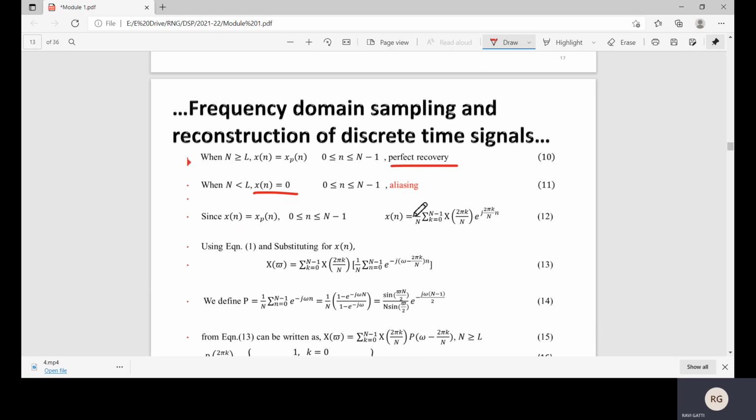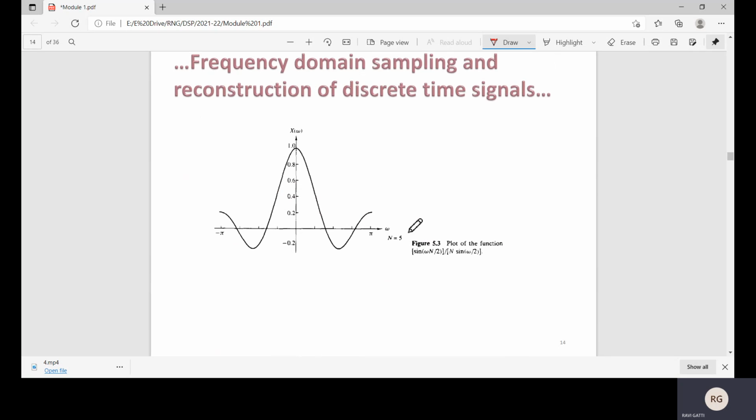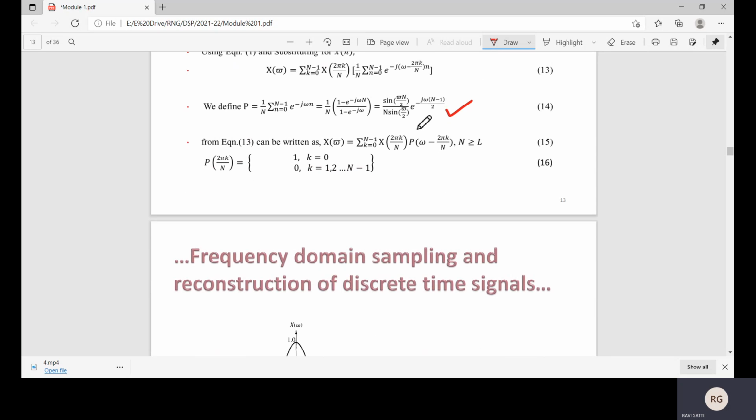So if I do that, then it is possible for us to have a reconstruction from the discretized version of the Fourier transform signal by using this expression, that is x of n is equal to 1 by n summation k is equal to 0 to n minus 1 x of k into e power j 2 pi k n divided by n. So if I substitute this value, one of the terms that we are going to get is p is equal to summation 1 by n, taking the value 0 to n minus 1, e power minus j omega n. So if I substitute that, this is the expression you are going to get. If I plot this with respect to the angular frequency over here, this is the signal you are going to get.